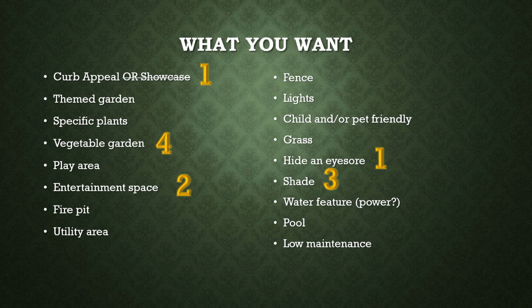So now you're looking at your design and saying, okay, what do I really want to add, or what are my goals here? And you can make a list. And these are some of the things you might consider. And then you need to prioritize that list. So your number one goal might be to add some curb appeal and to hide an eyesore at the same time. So we'll rank those as number one. You want to add some entertainment space, some shade for that entertainment space probably, or for relaxing, and a vegetable garden. So those are our top 4 priorities. You can have more or less, but just make sure you note them and include them in your design.